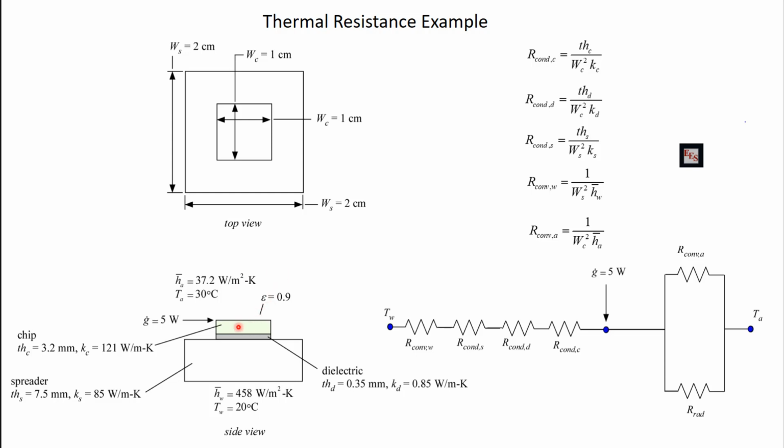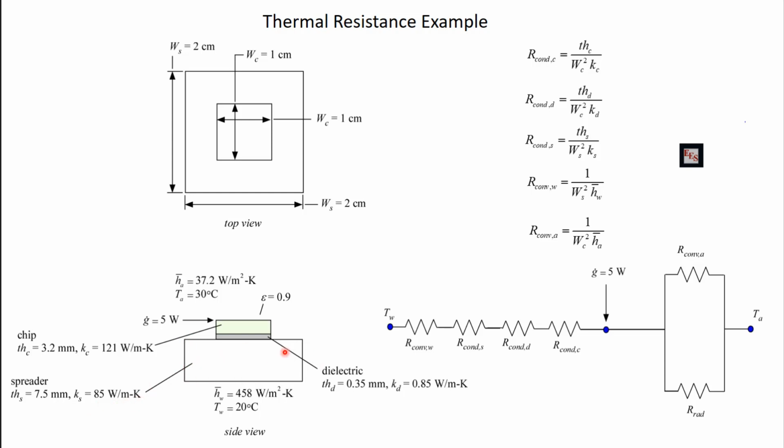The chip is also cooled by mounting it onto a thermal management system. So you mount the chip onto this larger spreader. The spreader is made of some kind of material with a relatively high conductivity. If you look at the spreader from the top, you can see that it's got a larger cross section, so it's 2 centimeters by 2 centimeters with a 1 centimeter by 1 centimeter chip located on it. The spreader thickness is 7.5 millimeters, and the spreader has a high conductivity of 85 watts per meter Kelvin.